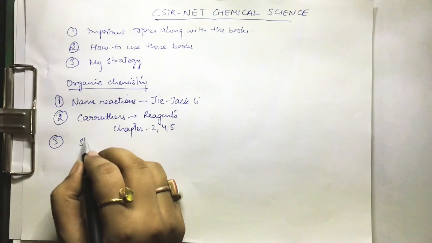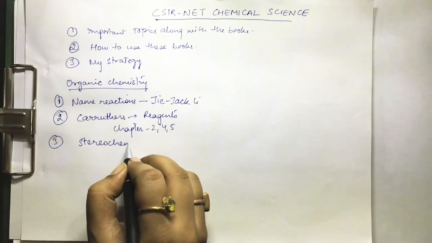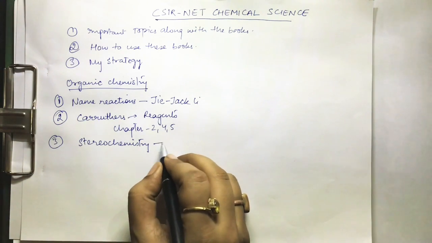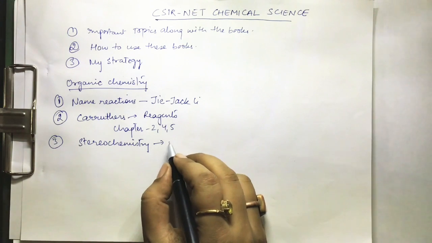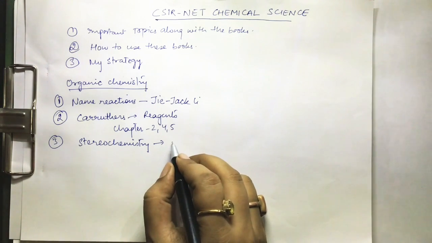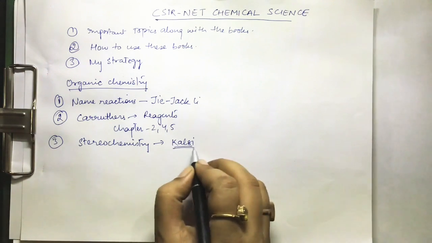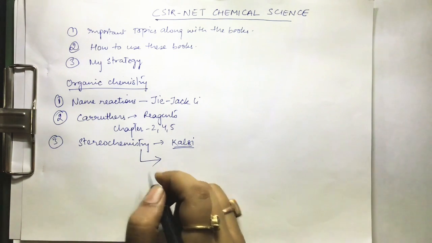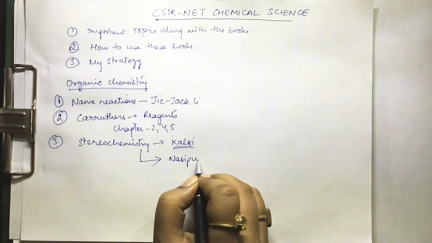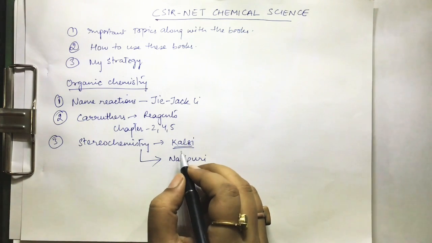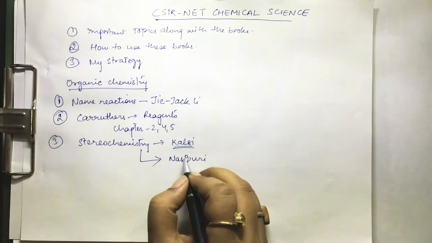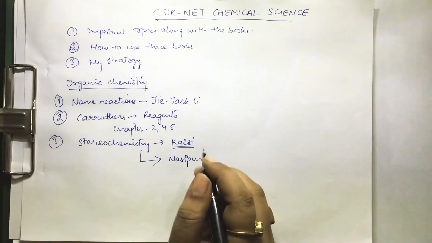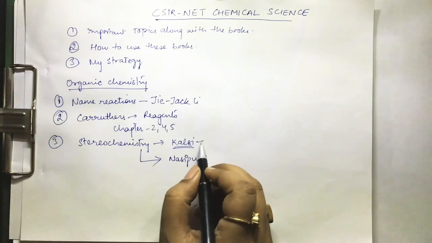Then moving on to stereochemistry, very important topic of your NET syllabus. So for stereochemistry, for understanding the basics, you can refer to a book by an Indian writer, which is Kalsi. So from this book you will get to know all the basic concepts. And then for the advanced stereochemistry, you can refer to Nasipuri. Those of you who are well acquainted with the basic concepts of stereochemistry, you can directly switch to Nasipuri also. But if you have forgotten some of your concepts, you want to revise, you want to see some more examples, then you can refer to Kalsi also.